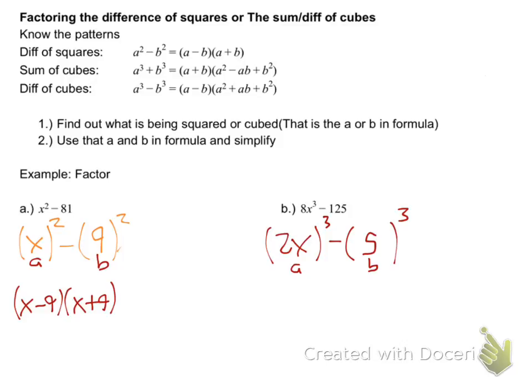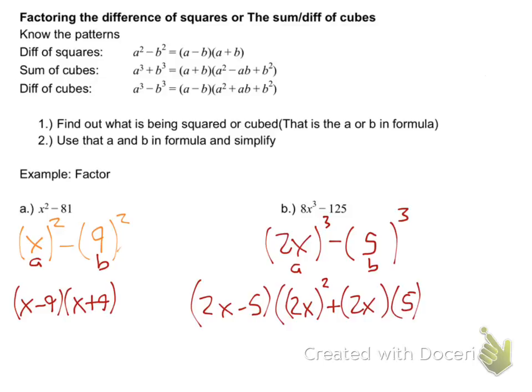Plug it into the appropriate formula, which is the second or third one here. Now, this is how it works. You only have to memorize one of these formulas, just know how it works, because they're the exact same thing, it's just the signs change. The sign between the cubes is the factor that comes out. But then when you go to the quadratic, it changes to the opposite. So this is going to be a minus b, or 2x minus 5, times a squared plus a times b plus b squared.